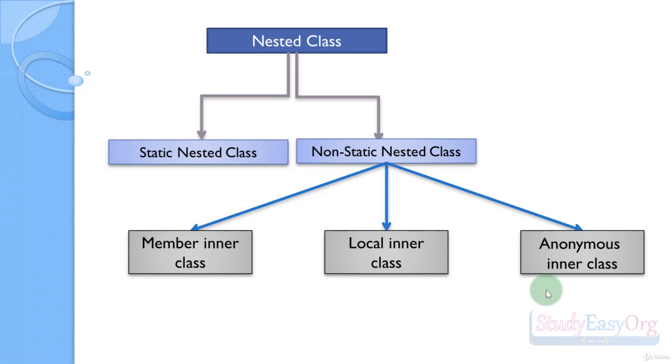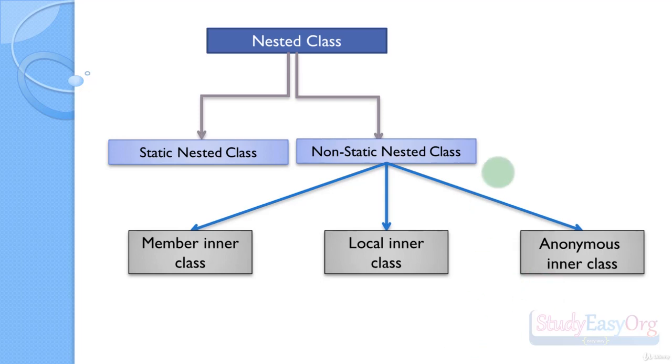Finally, we have the anonymous inner class. An anonymous inner class is a nameless class inside a class. As the name suggests, there is no name to this class. It is anonymous, and as there is no name to the inner class, we can only use it once in its lifetime. That is again a property of an anonymous inner class. Definitely we will check a demonstration of anonymous inner class as well in this course.